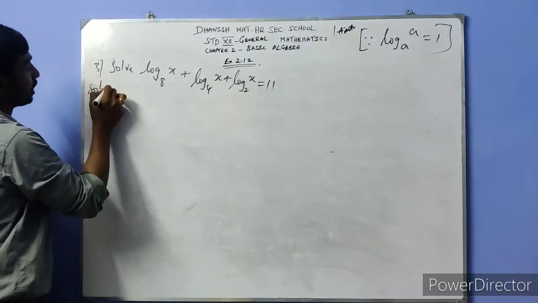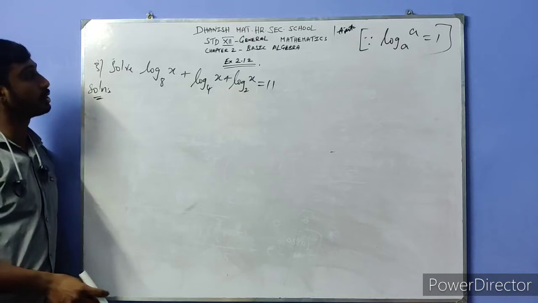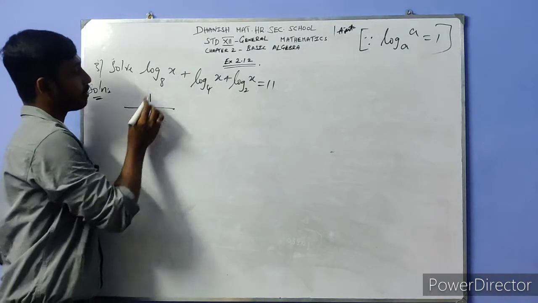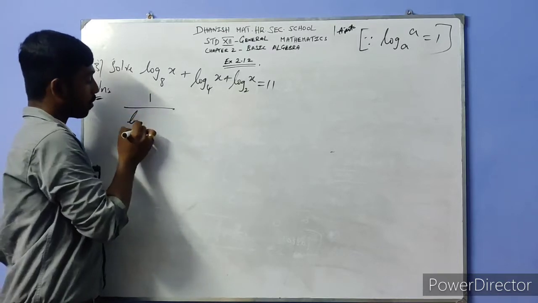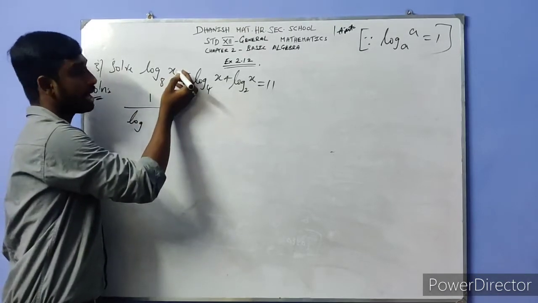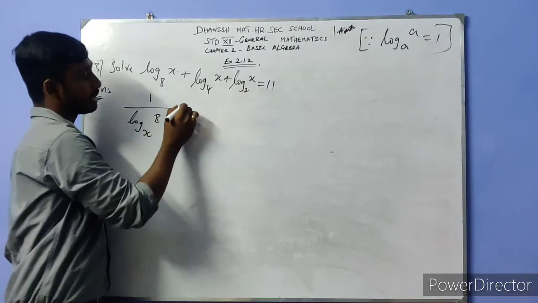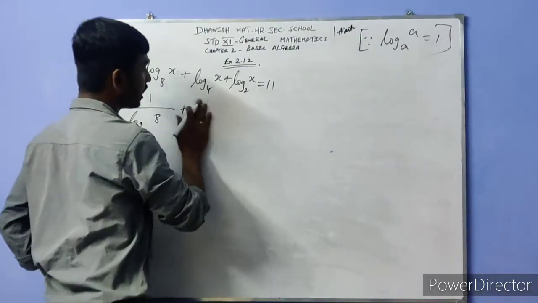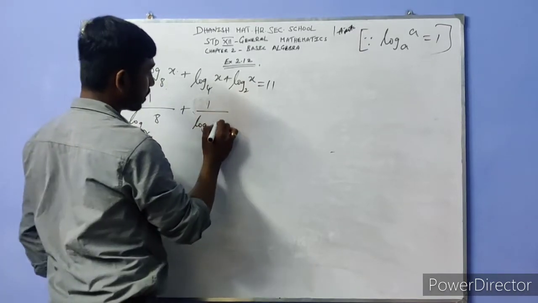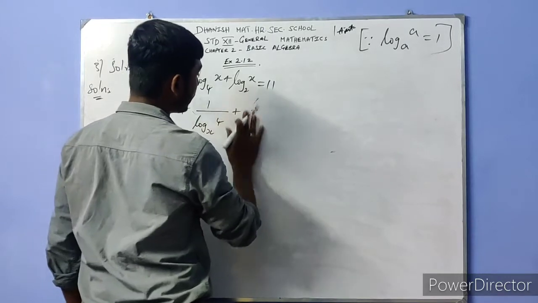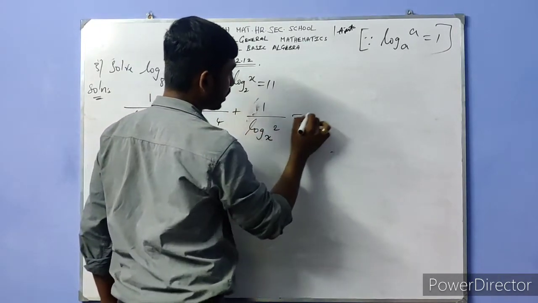So how to solve this one? We are using the box rule method here. 1 divided by, because there are no values here, just put 1, log base rule means the 8 will go there and x will come here. So log x power of 8, then plus here itself also 1 divided by log x power 4 plus 1 divided by log x power 2 equal to 11.